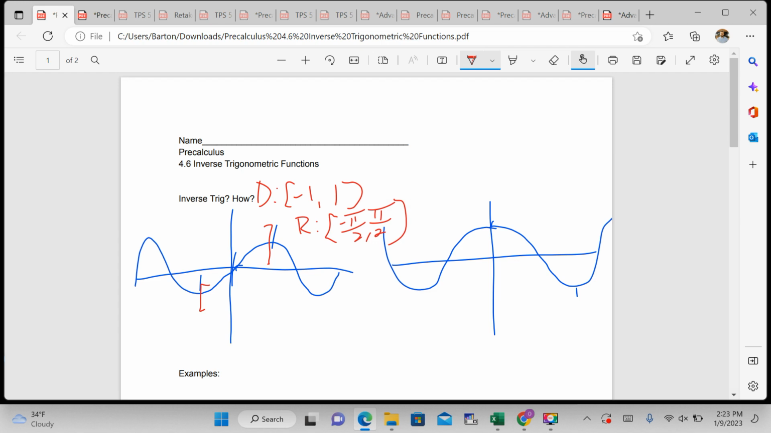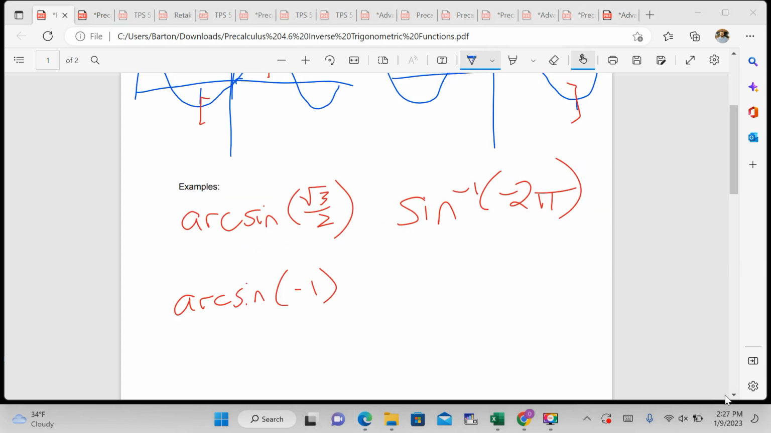Now for the cosine graph, it's going to hit every possible y value between those two values. So the domain is -1 to 1 again. But this time for cosine, your range is 0 to pi, including those values. So we're at a couple quick examples.